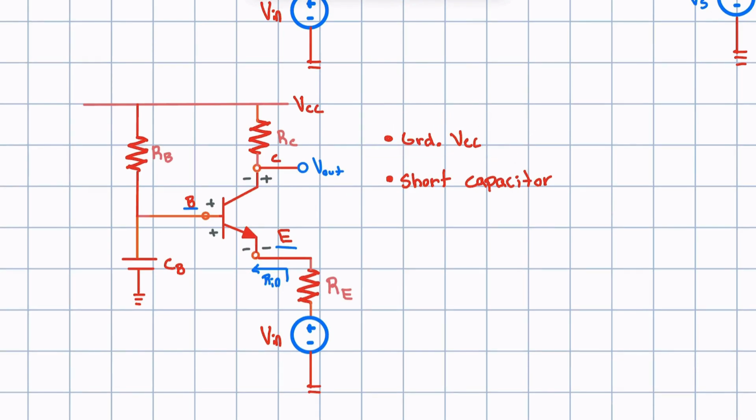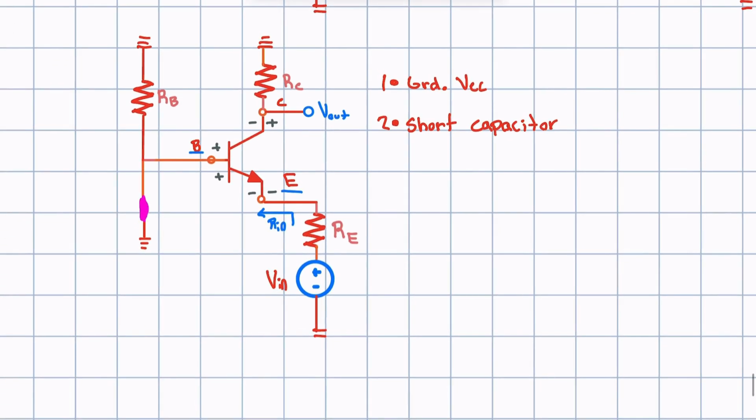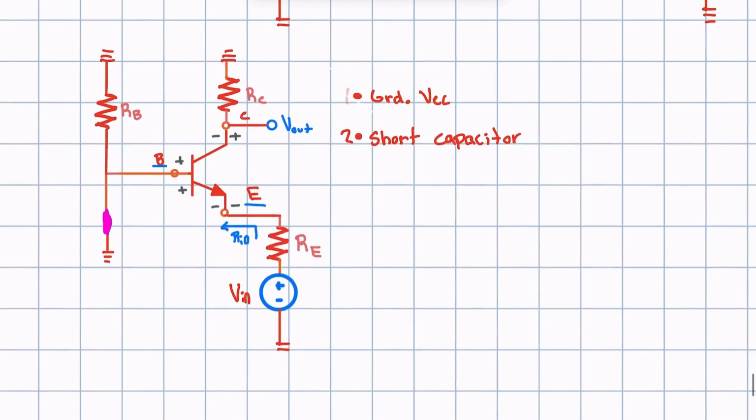Let's ground VCC. We're gonna do this by simply getting rid of it, and we're gonna ground anything that touches it. This includes RB and RC. The second step is to short capacitors. I'm gonna short capacitors with this pink line right here, this pink wire, and I'm gonna delete the capacitance. Everything's looking good.